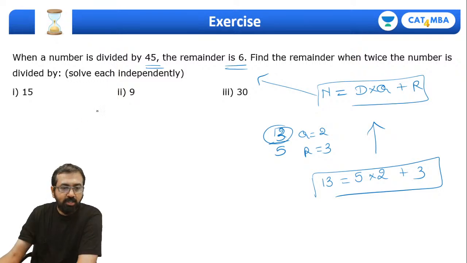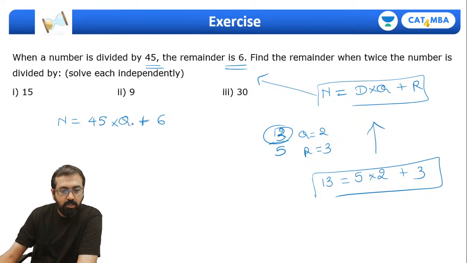So let's quickly understand. When a number is divided by 45, your number is of this form: 45 into q. We don't know the quotient, so q is the quotient and it leaves remainder 6. So let's write plus 6. 45 into q plus 6. This is the number.